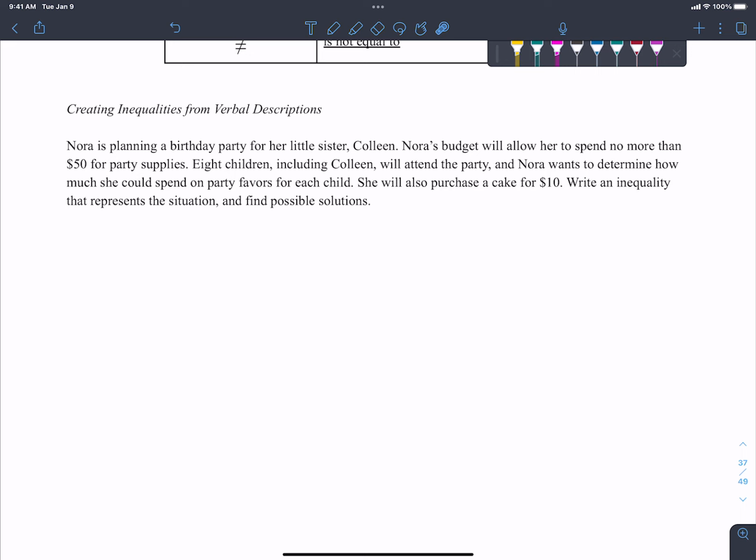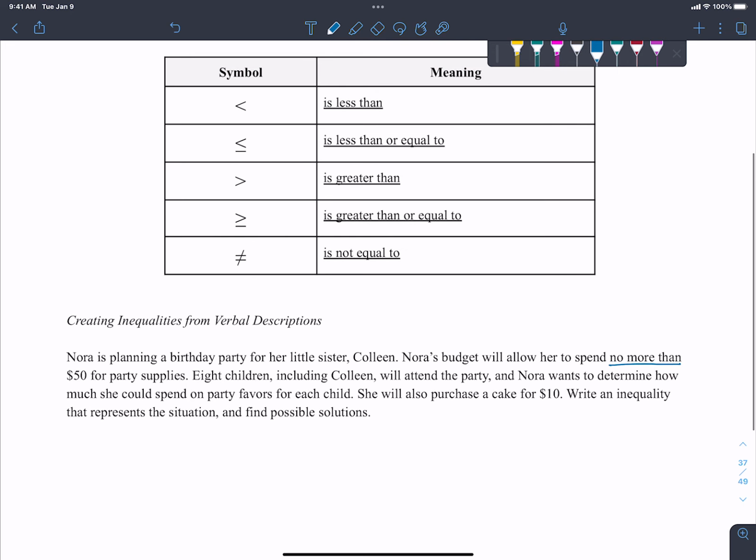Okay. So we always want to look at the verbs first, do we not? And the verb in this case is no more than. And I know this is all we wrote down over here, less than or equal to. But another way to say less than or equal to is no more than. It could be equal to, but no more, right? And for this case, this could be no less than, right? So that means if it's no less than, it means it's greater than or equal to.